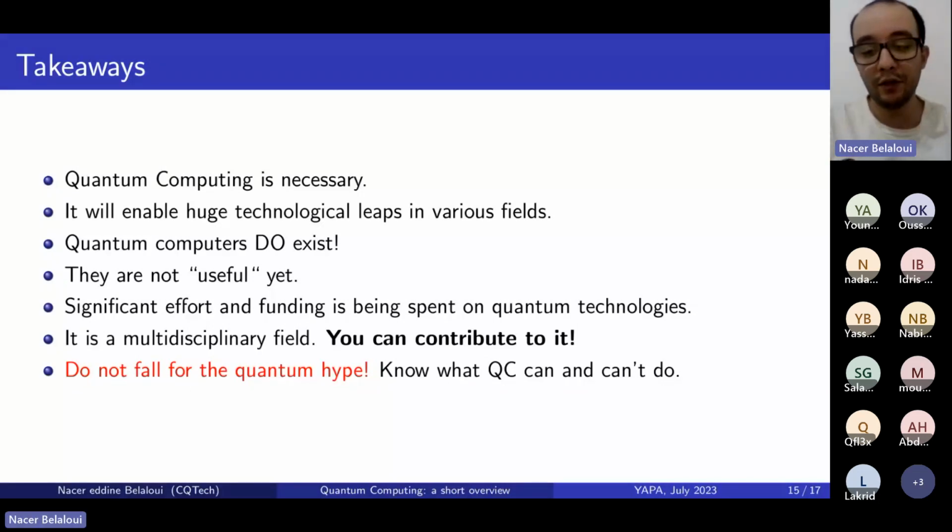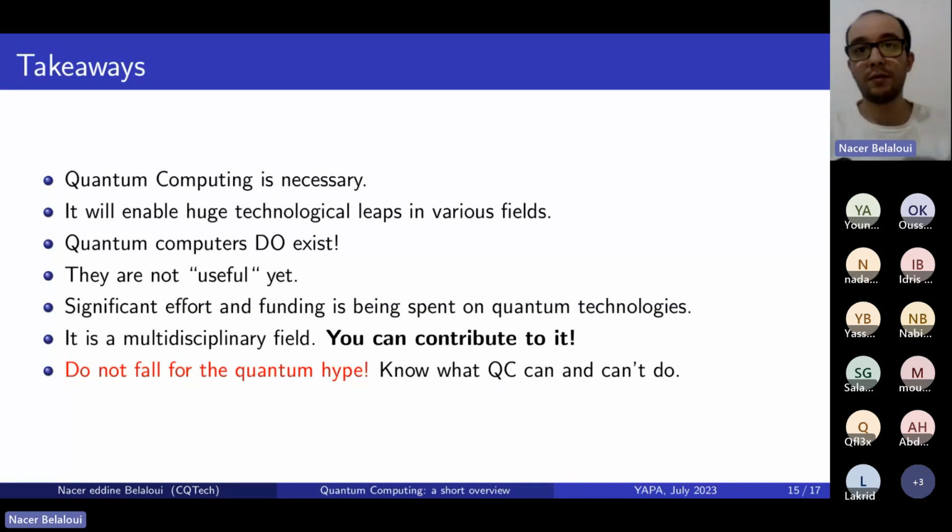On the field of quantum technologies in general, a significant amount of effort and funding is being spent on the development of such technologies. Maybe not by everyone, but by most, if not all, advanced countries: the US, Europe, China, Japan. South Africa has a national quantum computing initiative. So does India, by the way. So a lot of effort. It's a nascent field, but it's also a very active field. It's also a multidisciplinary field. So even if you're not an expert on quantum computing, you can contribute to it.